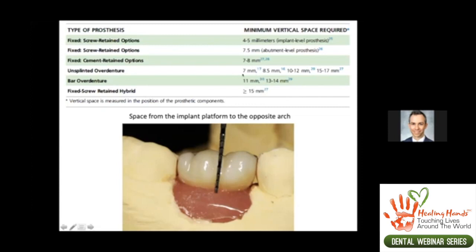So you can see many, even for unsplinted overdenture, many different articles quoting different things, and it depends on the individual patient situation and your experience as a restorative provider and implant specialist.